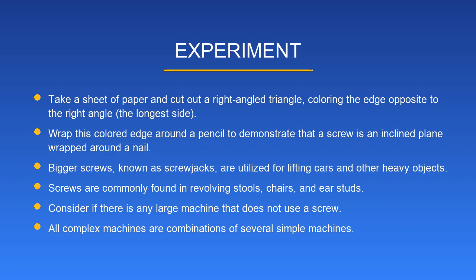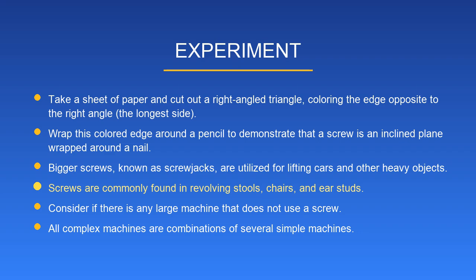Experiment. Take a sheet of paper and cut out a right-angled triangle, coloring the edge opposite to the right angle, the longest side. Wrap this colored edge around a pencil to demonstrate that a screw is an inclined plane wrapped around a nail. Bigger screws, known as screw jacks, are utilized for lifting cars and other heavy objects.